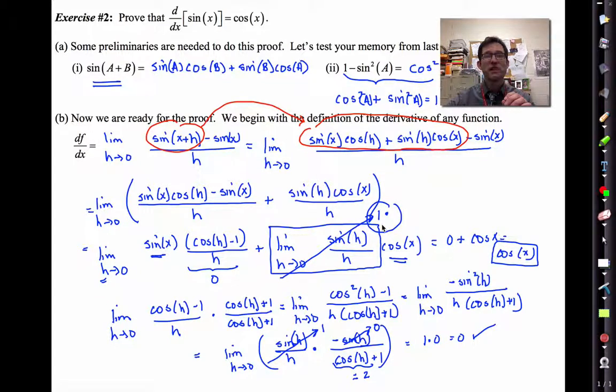Because that limit of sine h divided by h is equal to 1, we can say the derivative of sine is cosine. If we were working in degrees, then the derivative of sine would be pi divided by 180 times cosine. And that would get awfully ugly. Very, very ugly. We don't want to do that. All right? So that's it. That's the derivative of sine x.